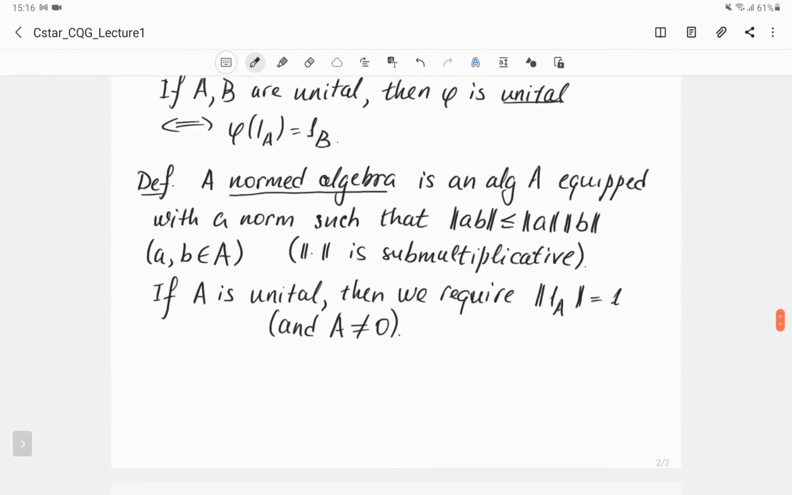And finally, what is a Banach algebra? Well, the definition is very natural. A Banach algebra is a complete normed algebra, complete in the usual sense that each Cauchy sequence converges.